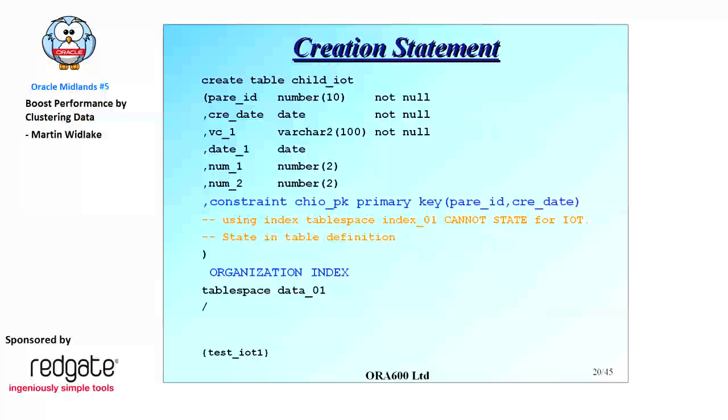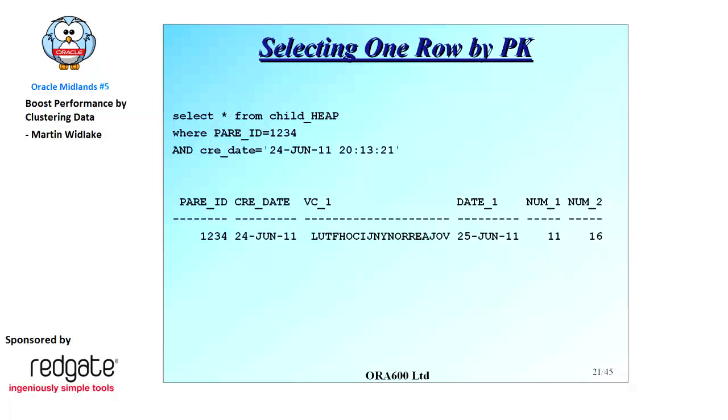And a quick example, that's how to create a simple IOT. It's all there in the notes. You have to have your primary key, and just say organisation index, and tell it where to stick it. It creates an index, it doesn't create a table. If you try and look at the table segment, it won't exist. It confuses the hell out of me every time I do it. And I've been using these for years, because I'm thick.